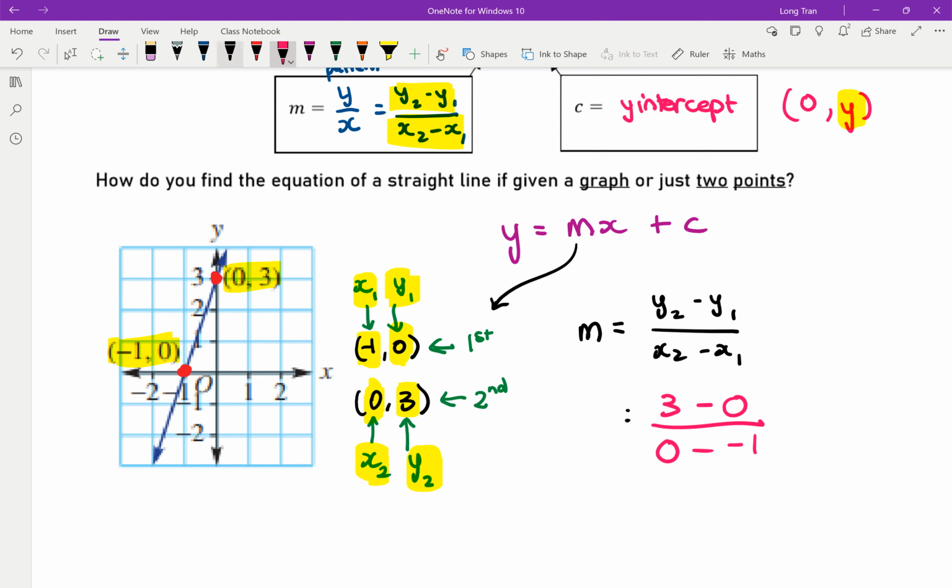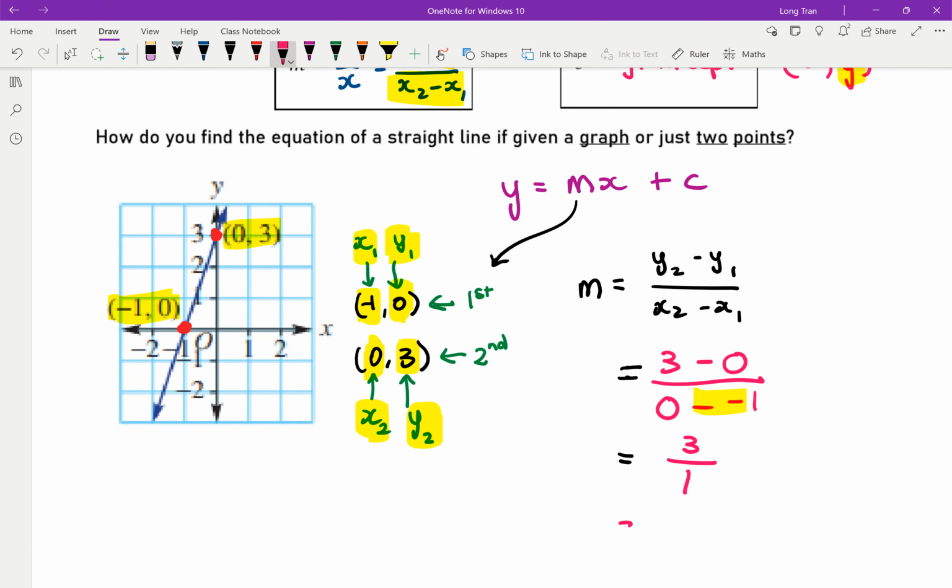So in your next line, it should be 3 minus 0, which is 3. But then these two negatives is plus. So 0 plus 1, and that's how you get 3/1. So if you've done it correctly, it should come out as 3 divided by 1, which is 3. So you've just found out m equals 3.